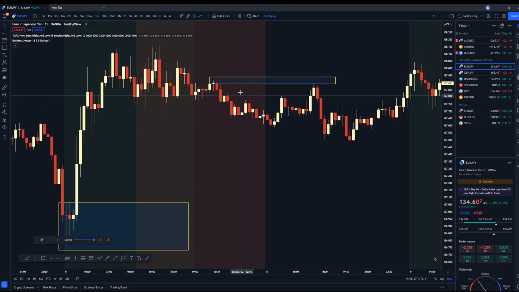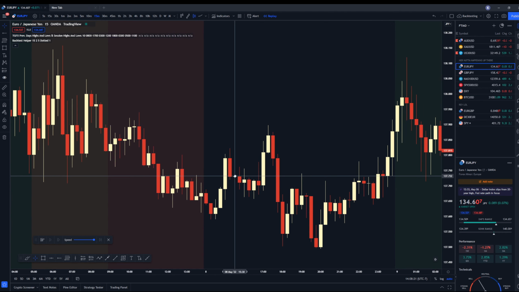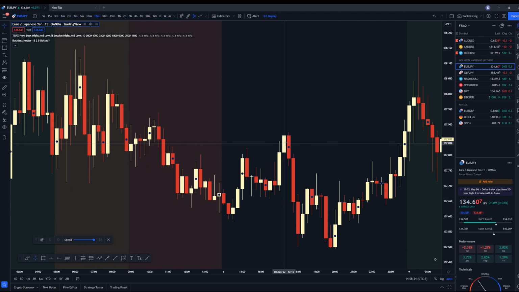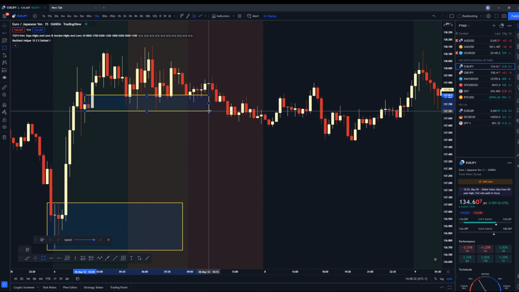And if you were looking for buys in this area, what you can do, if you really want to look for buys here, because this last push up was bullish, so you'd want to look for buys. You'd go across here and look for buys there.